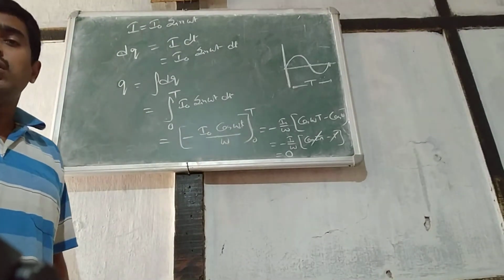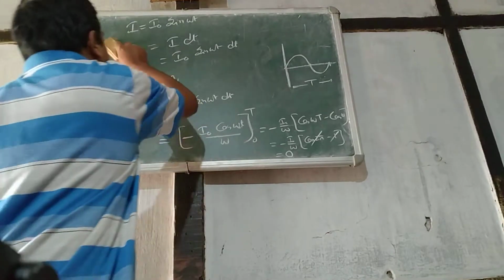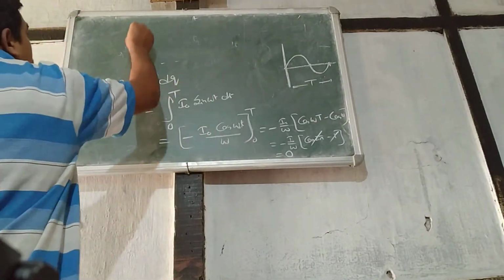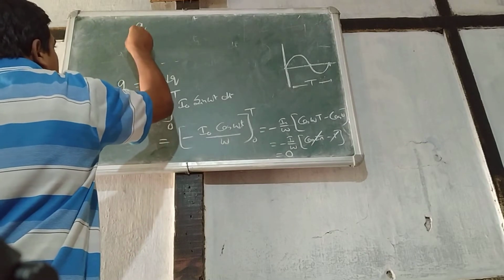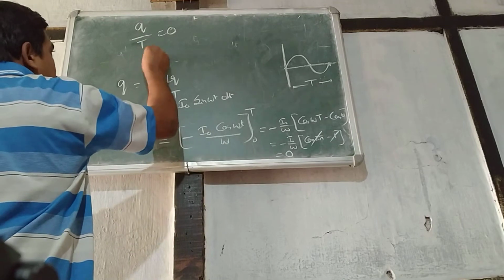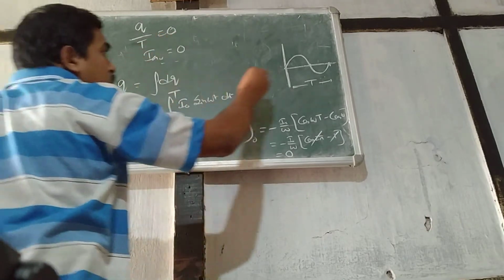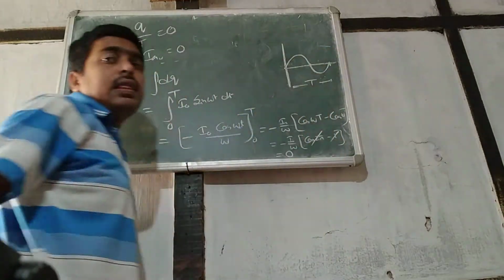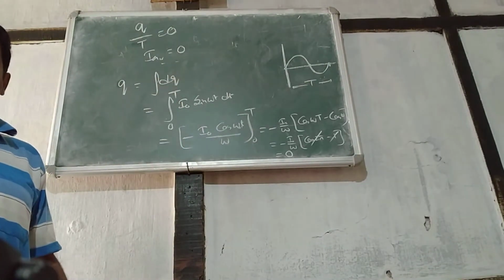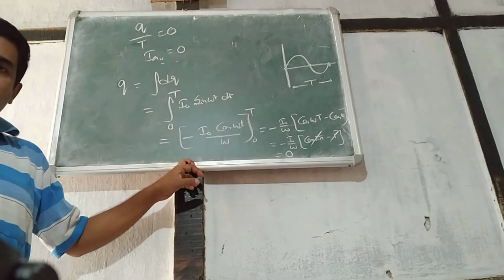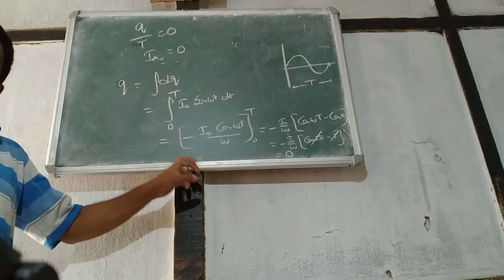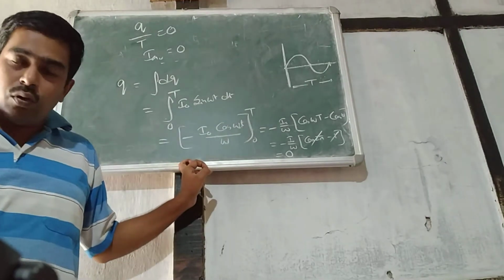So if q is 0, then q by T will be equal to 0. Therefore I average equals 0, meaning for a complete cycle from 0 to T the average value of current is 0. So the mean value of AC for a full cycle will be 0. This question won't come in the exam.